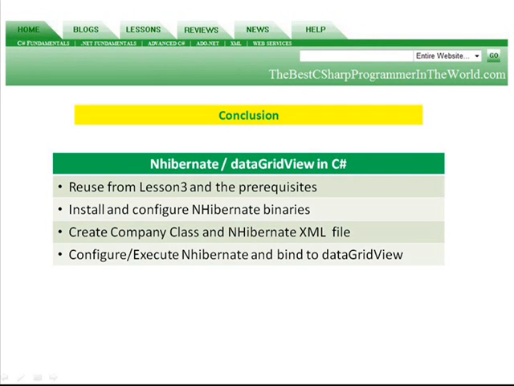In conclusion, we reused from Lesson 3 and the prerequisites. We installed and configured the NHibernate binaries. We created a company class and the NHibernate XML file. And we configured and executed the NHibernate properties and bound it to a data grid view.